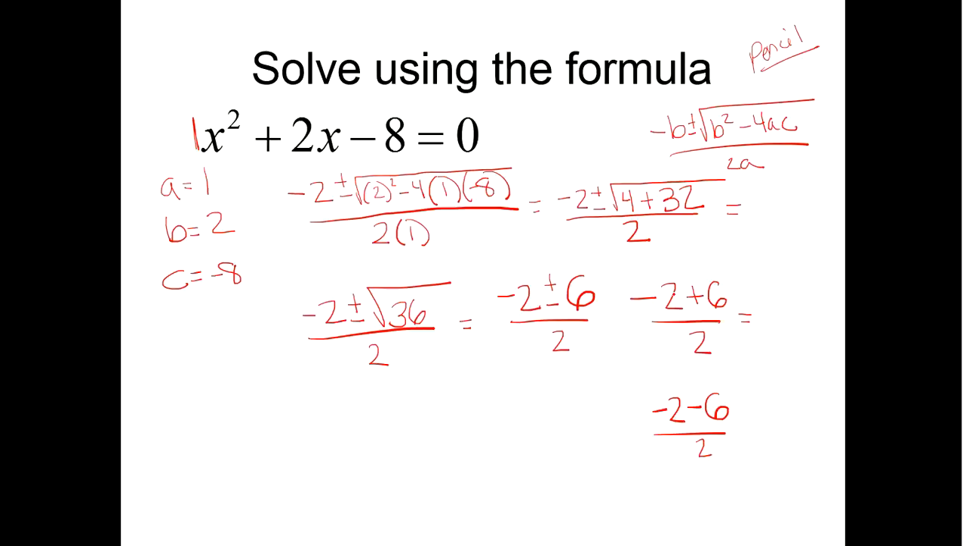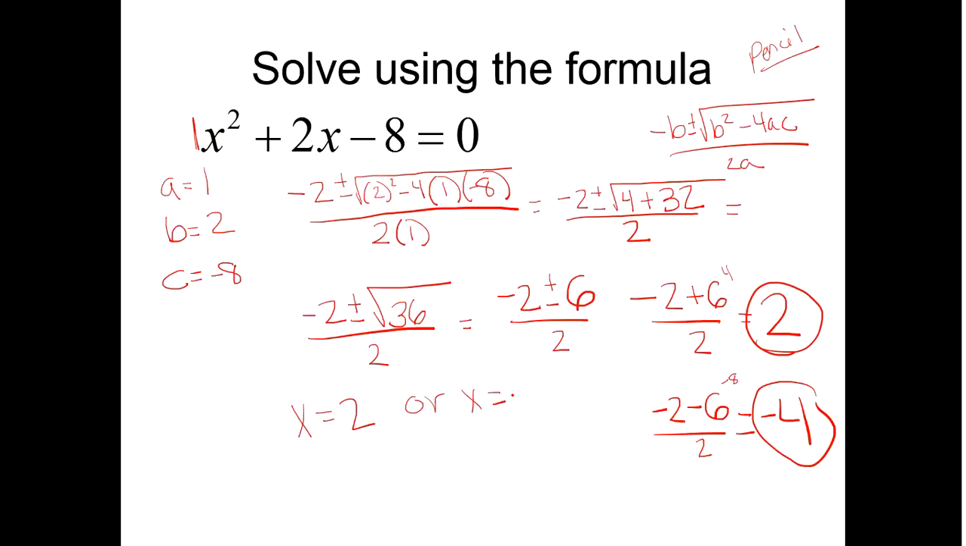So I have negative 2 plus 6. That is 4, right? And then I'm going to divide by 2. So one of my answers is 2. And then negative 2 minus 6 is negative 8. Divide that by 2. So my other answer is negative 4. So 2 and negative 4 both work in my problem. So x has to equal 2 or x has to equal negative 4 for my answers.